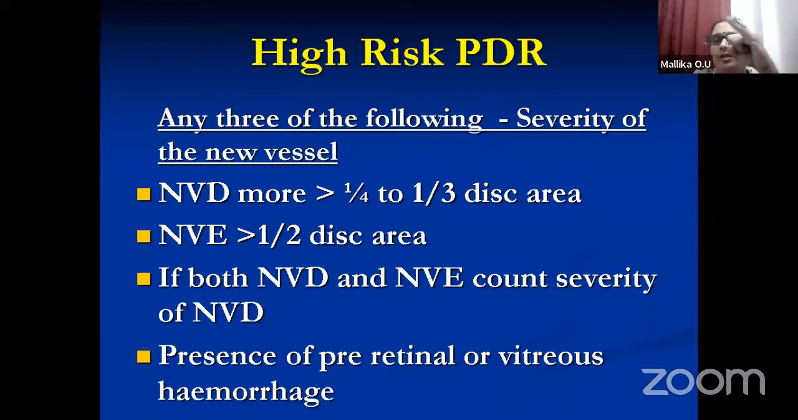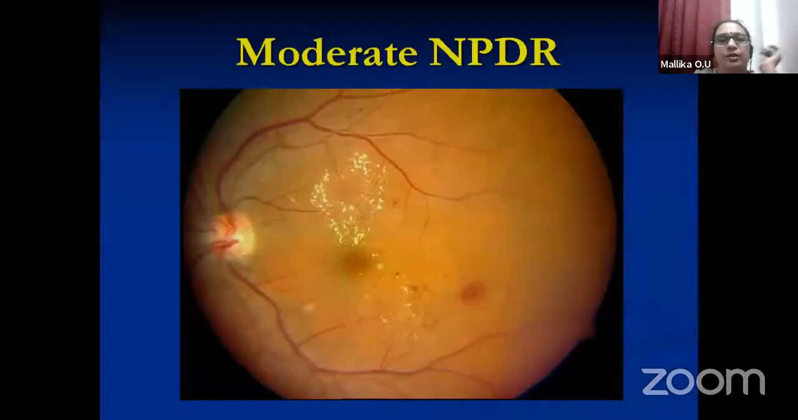One is neovascularization of the disc which is more than 1/3 of the disc area. Neovascularization of the disc, if it is less than 1/3, should be associated with a vitreous hemorrhage or a pre-retinal hemorrhage. And the third thing is neovascularization elsewhere in the retina of more than half disc size along with a retinal, pre-retinal or vitreous hemorrhage.